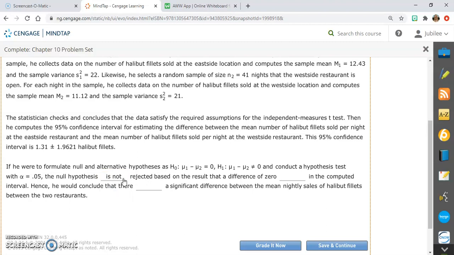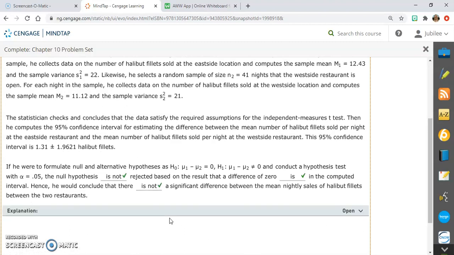So the null hypothesis cannot be rejected because the difference of 0 is included in the computed interval. Therefore, I would conclude that there is not a significant difference in the two groups because my interval range in this way would include 0, which is my null hypothesis. So if my interval range includes my null hypothesis, then I cannot reject the null.